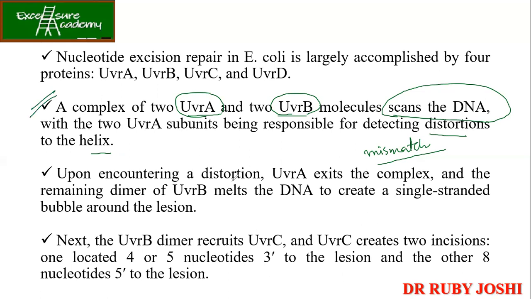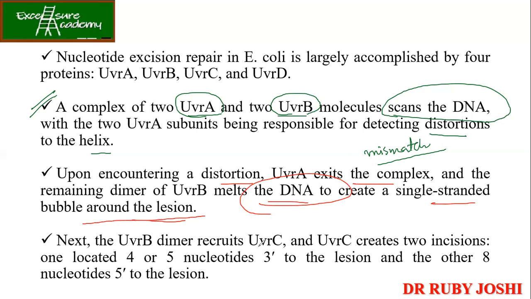Once there is an encounter with the distortion, UvrA exits the complex, and the remaining UvrB melts the DNA to create a single-stranded bubble around the lesion. So this much is clear. Together UvrA and UvrB scan the DNA, of which UvrA detects the distortion. Once it is detected, UvrA leaves the DNA. Then UvrB melts the DNA, making it a single-stranded bubble around the lesion.